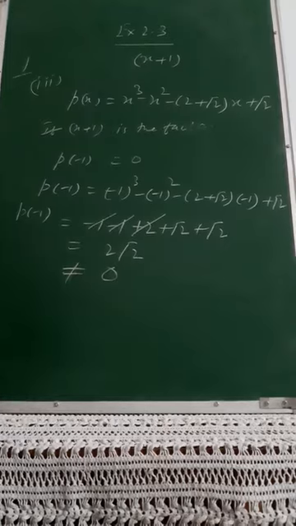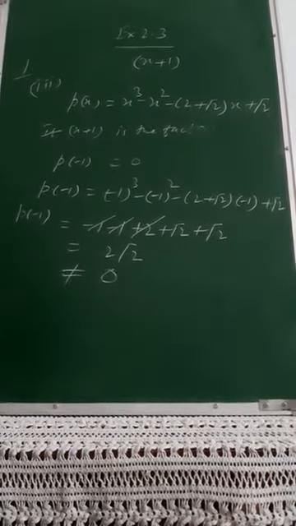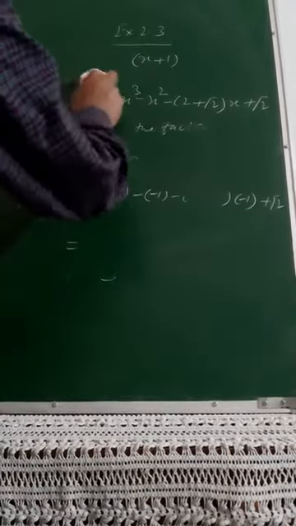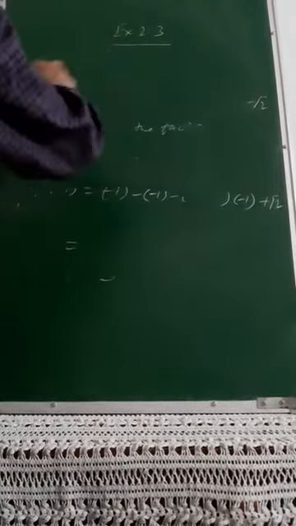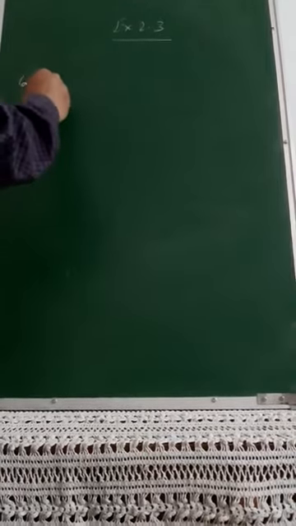Then in question number 2, use the factor theorem to determine whether g of x is a factor. So in any one part, the same thing is there. So if g of x is the factor here in question number 2, suppose I am taking the second part here, question 2, second part. What do you need to prove?